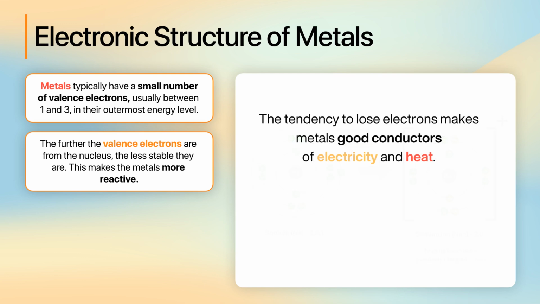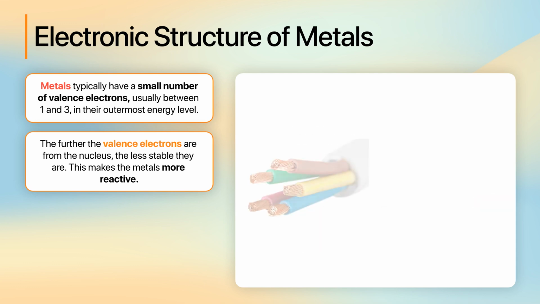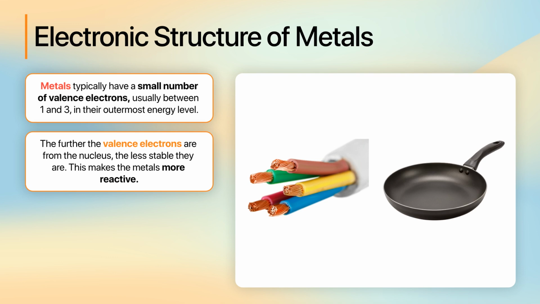The tendency to lose electrons makes metals good conductors of electricity and heat. This is why metals like copper and aluminium are commonly used for electrical wiring and cookware. We will look at how this works in much more detail in the bonding unit later in this course.